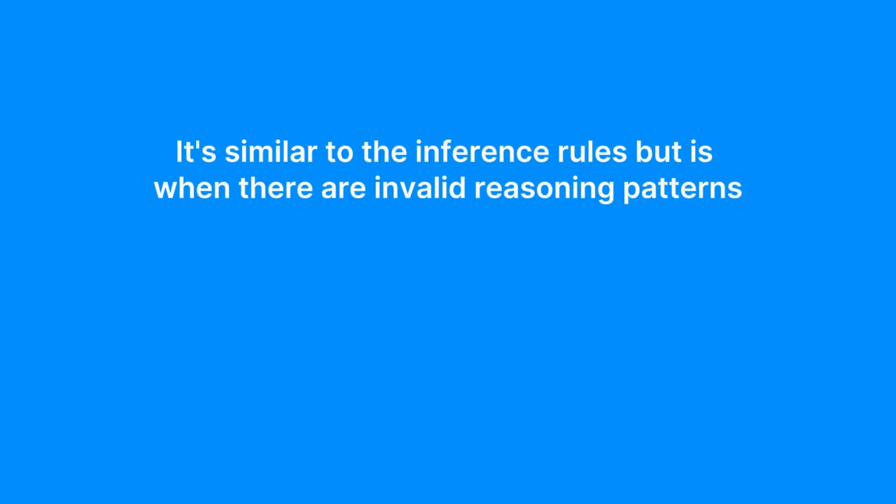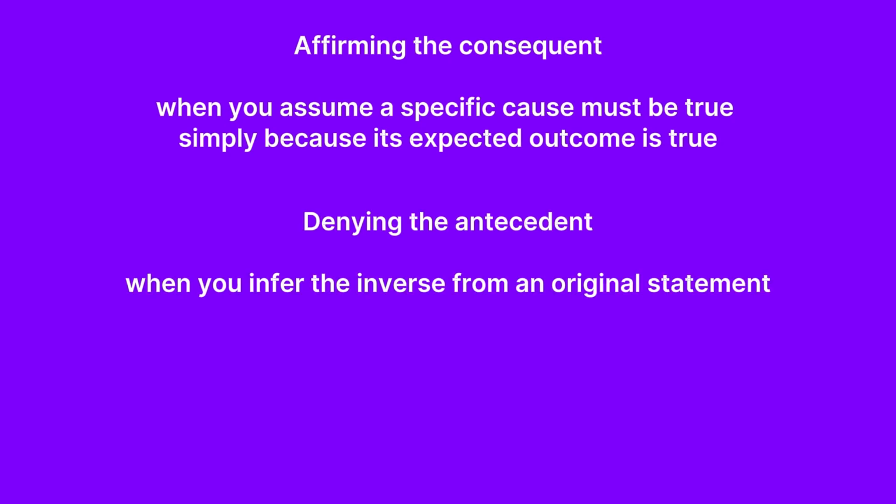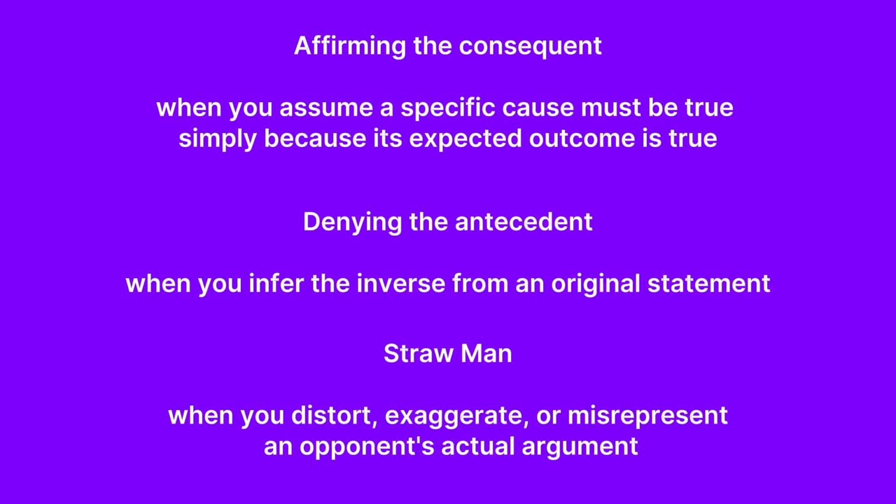You've probably heard this being tossed around by debaters and masturbators alike. It's similar to the inference rules, but is when there are invalid reasoning patterns, meaning they feel persuasive but collapse under formal logic. Common logical fallacies include affirming the consequent, denying the antecedent, straw man.